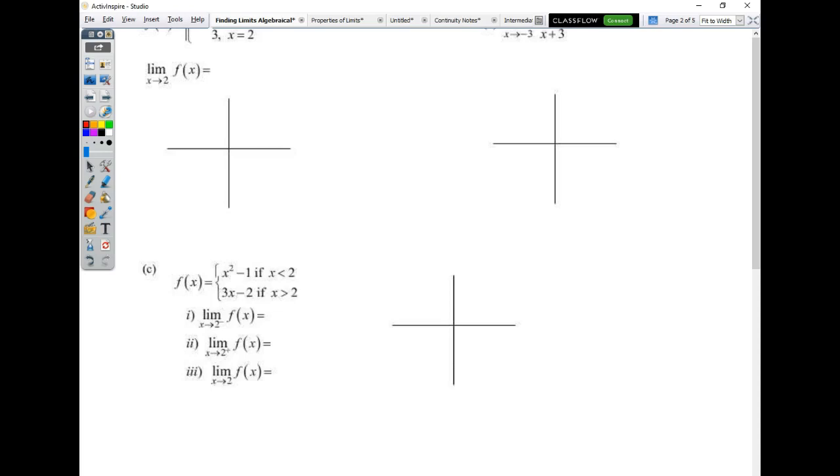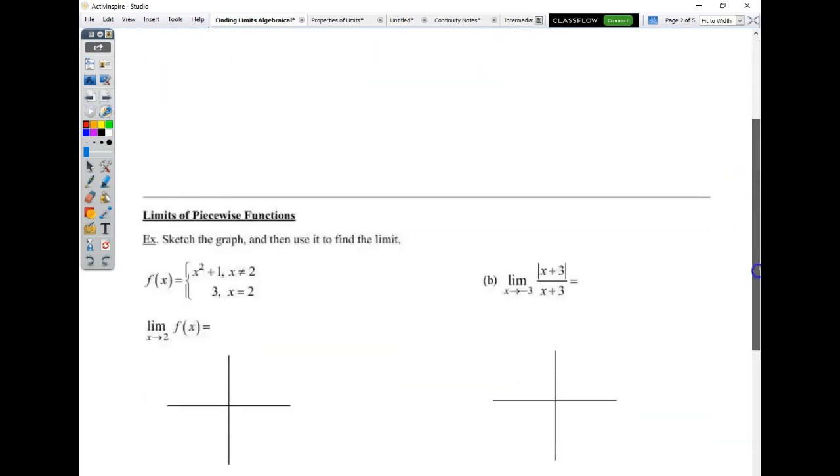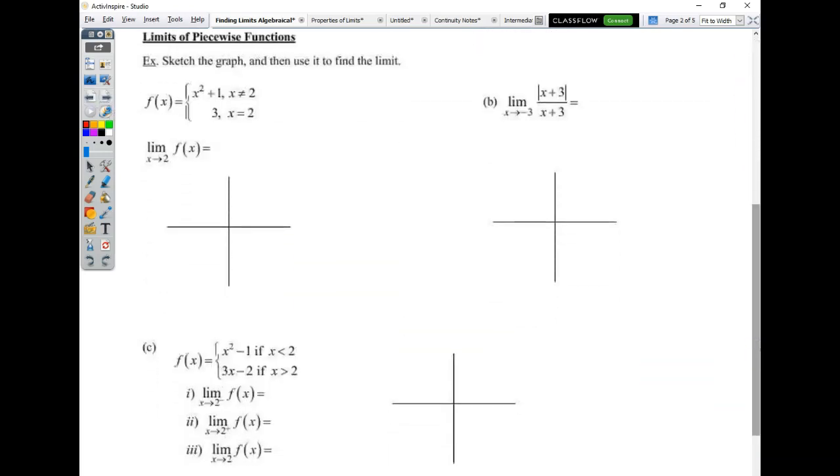I've got two more functions I want to take a look at. So let's go ahead and do that after I make this do what I want it to do. There it is. Fantastic. All right, so I want to look at B and C.